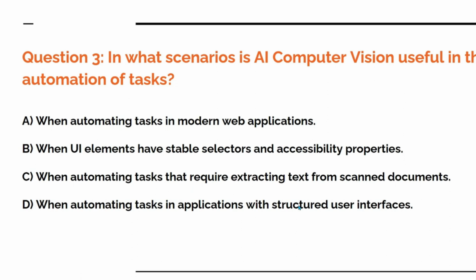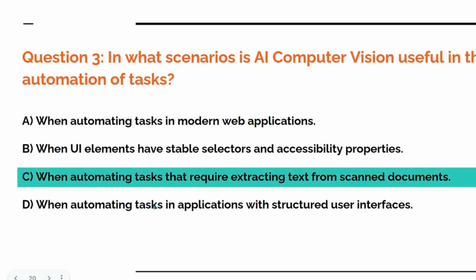Now let's pause this video and type your comment. All right, so let me reveal the answer. The answer is C. When automating tasks that require extracting text from scanned documents. Scanned documents are nothing but images, right? So image means computer vision.